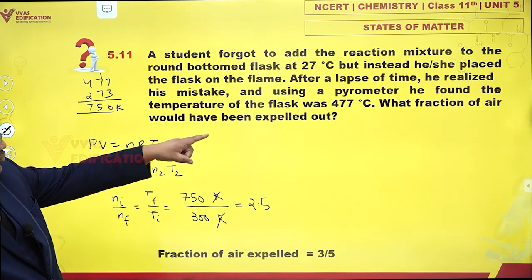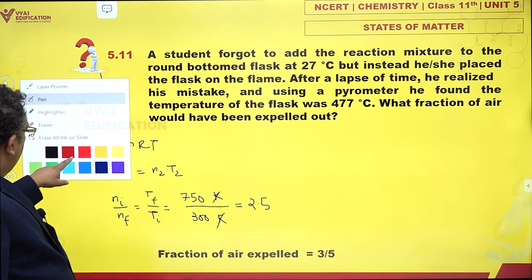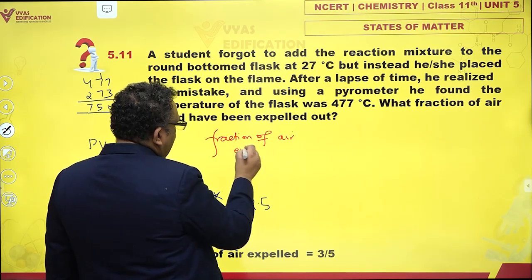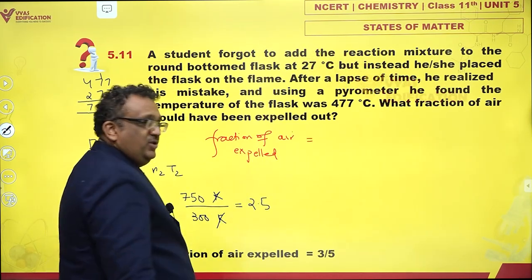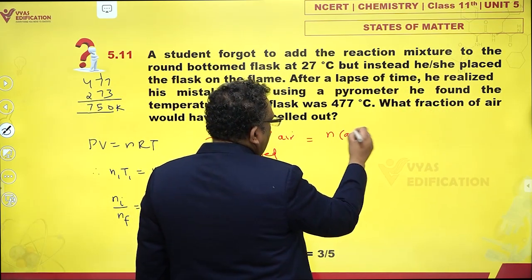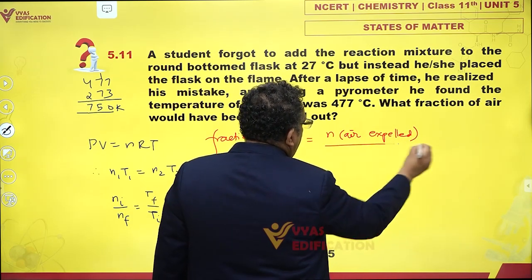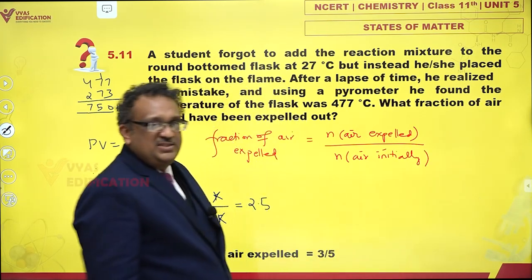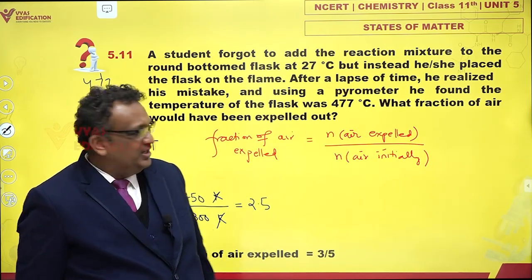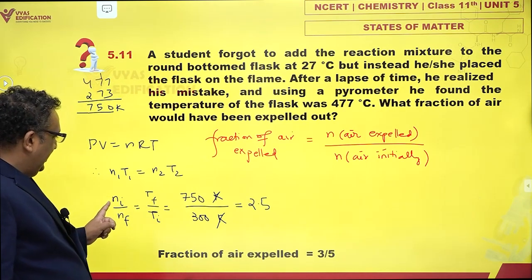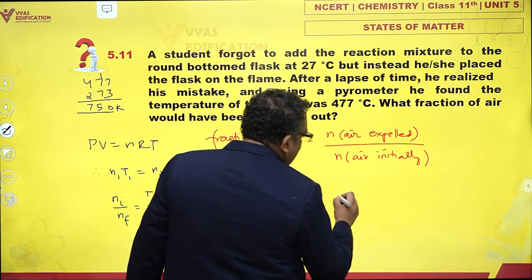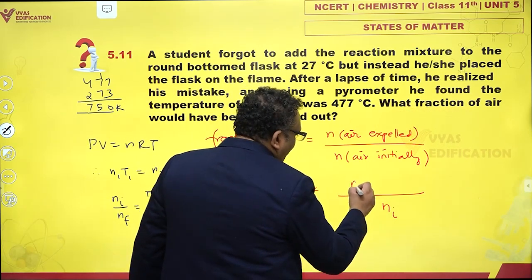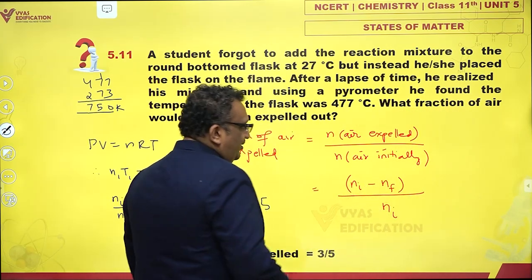And what they have asked you is what fraction of air would have been expelled out. So you can say fraction of air expelled. Can you find the expression for it? Yes, this is moles of air expelled by moles of air initially. Whatever is expelled divided by whatever was there initially, that is the fraction expelled. Now what is there initially? Ni. I stands for initial. So the denominator is clear. Initially it was Ni. Finally it is Nf. So what is expelled? Whatever was there minus what remains.